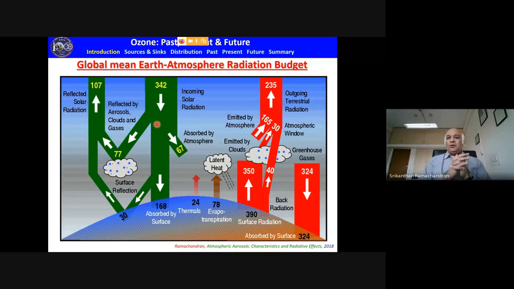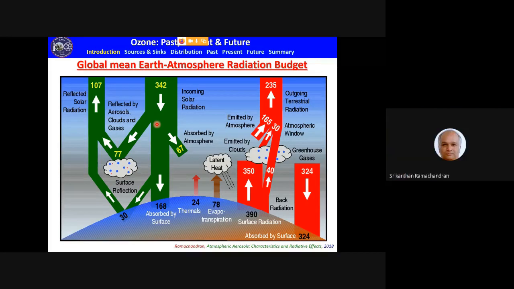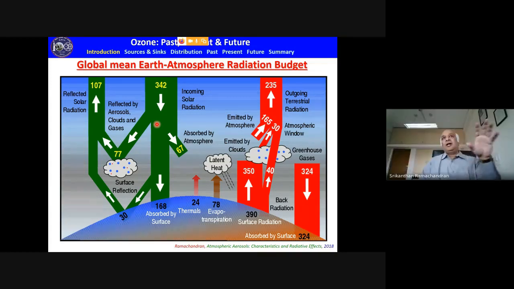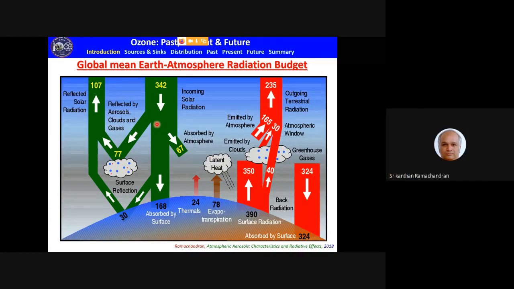As you all are aware, solar energy is the prime driver of the Earth atmosphere system. The amount of solar energy that we receive drives the climate on the Earth. We are receiving on average about 342 watt per meter square from the sun. And the same amount, 342 watt per meter square, goes back.